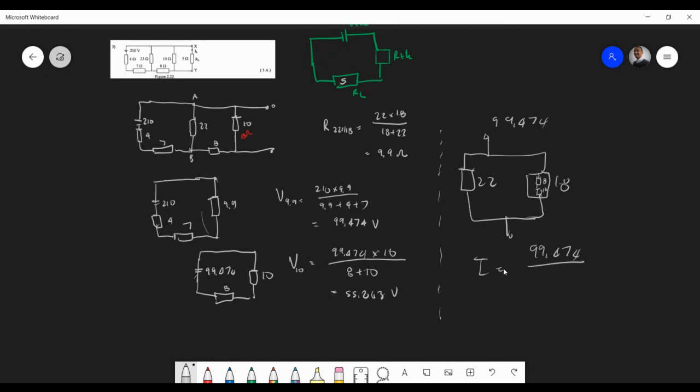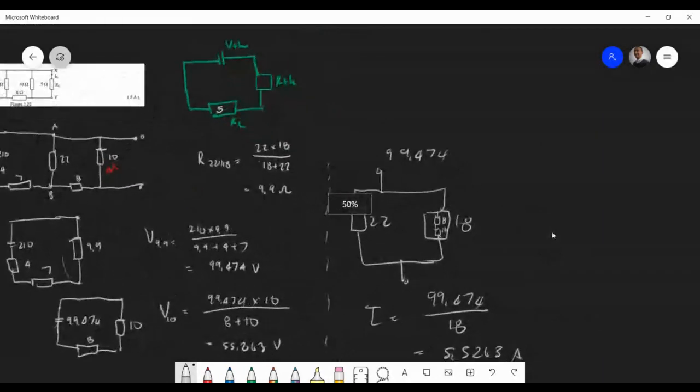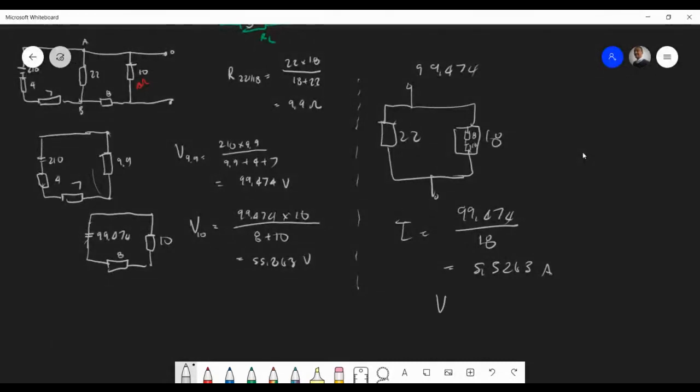99.474 divided by 18. So if you get that, you end up with a current of 5.5263. So of course that's the same current flowing through here. And then to find the voltage across the 10 ohm, I would say that value times 18. Oh, sorry, not 18, that's wrong. 5.5263 times 10. And I should get exactly the same answer.